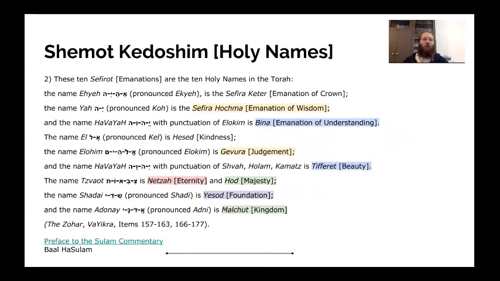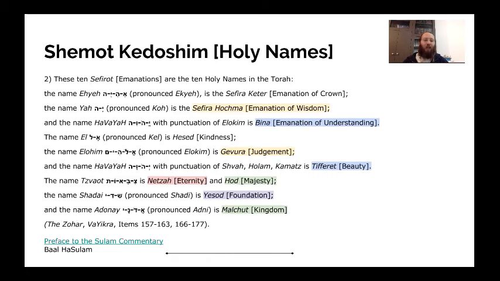Shemot Kedoshim, holy names. Item 2. These 10 Sefirot, emanations, of the 10 holy names in the Torah. The name Eheyeh, pronounced Ekeh, is the Sefirah Keter, emanation of crown. The name Yah, pronounced Kah, is the Sefirah Chochmah, emanation of wisdom. And the name Havaya, with the pronunciation of Elokim, is Bina, emanation of understanding.